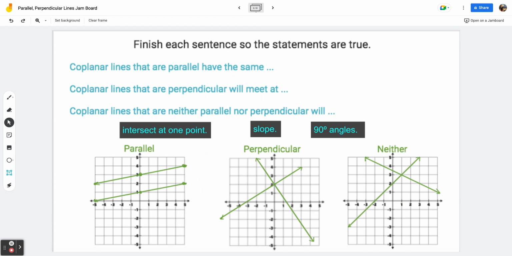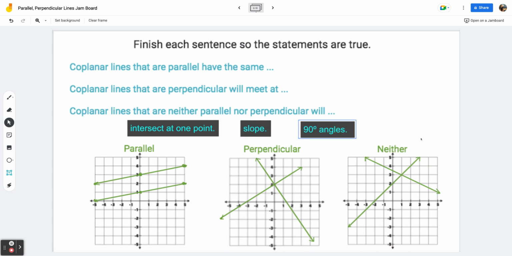We'd like you to finish each sentence so that the statements are true. And these are your options that will help you finish the sentences. Take a moment and consider which option will best work for each sentence. Then we'll check. All right, coplanar lines that are parallel have the same slope.